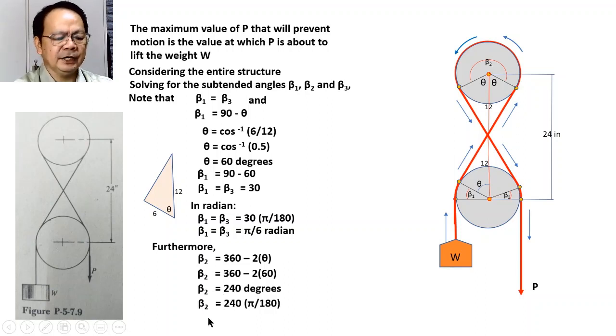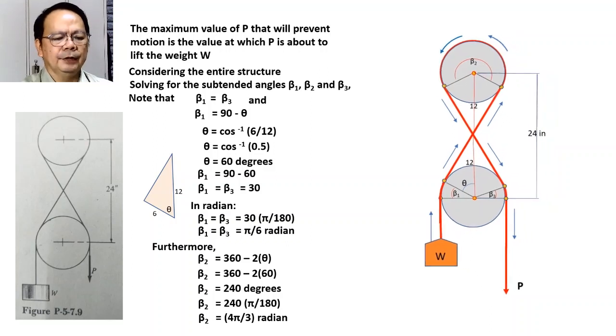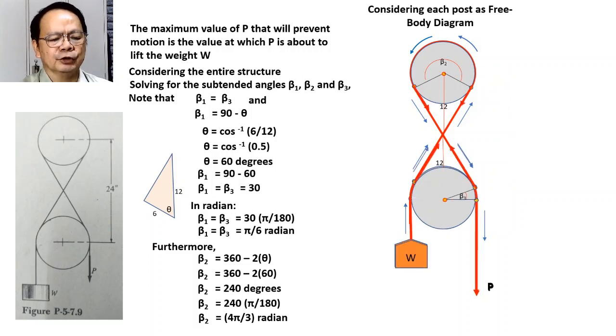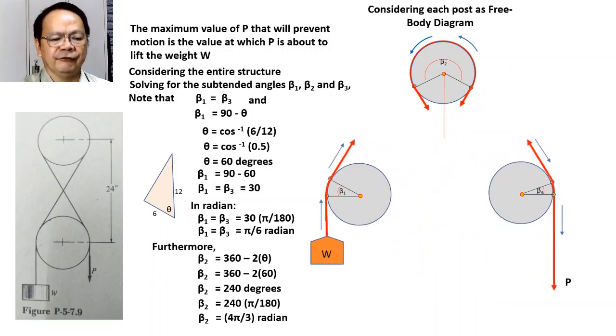And in radian, this is equal to 240 multiplied by pi over 180, which can be simplified further into 4 pi over 3 radian. Now, considering the free body diagram of the post individually, let us try to imagine that we separate the post individually, so that we have here our free body diagram. Let us try to describe its free body diagram.